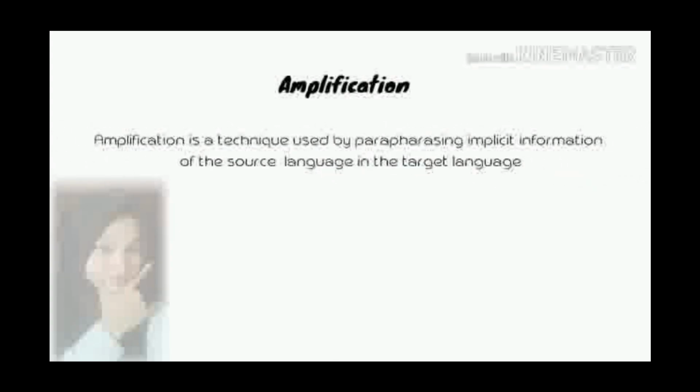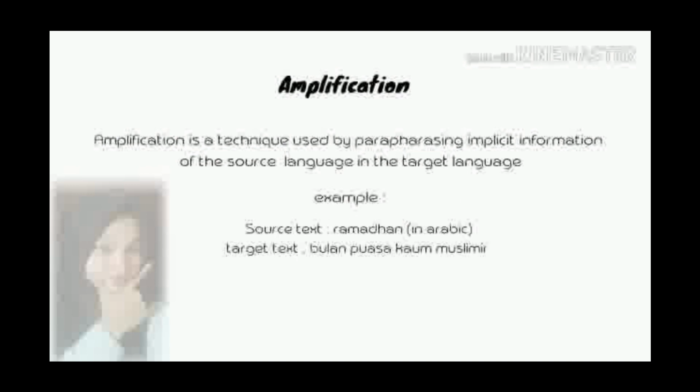For the third one is amplification. What is amplification? Amplification is a technique used by paraphrasing information of the source language in the target language. For example, source text: Ramadan in Arabic, target text: bulan puasa kaum muslimin.